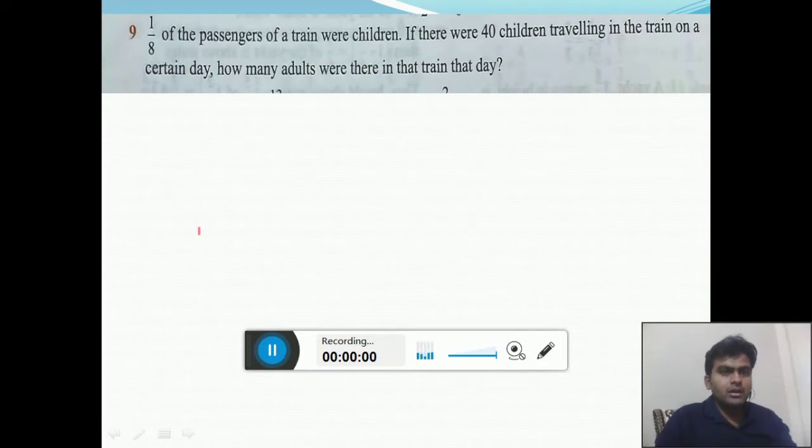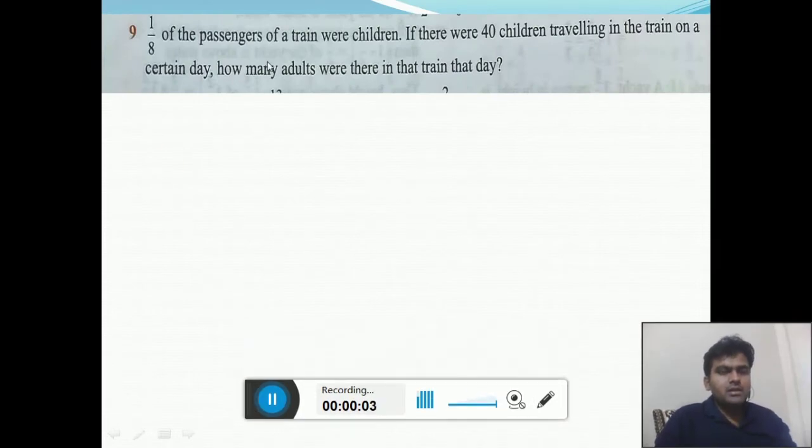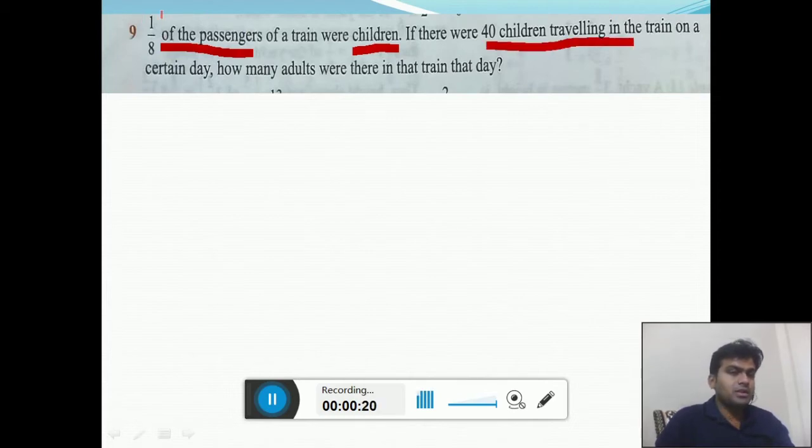Question number 9. 1 upon 8 of the passengers of a train were children. So what is the equation given here? 1 upon 8 of the passengers are children. If there were 40 children traveling in the train, so we have been given the fraction of children out of the whole passengers, and we have also been given the number of children, that is 40, on a certain day. So how many adults were there in the train that day?